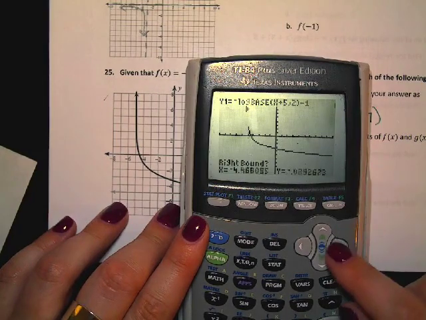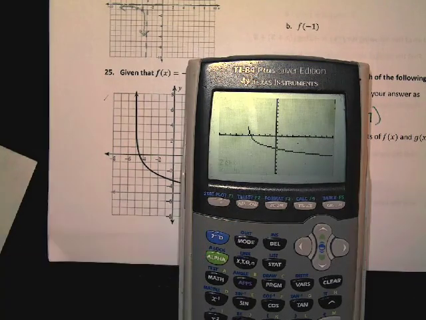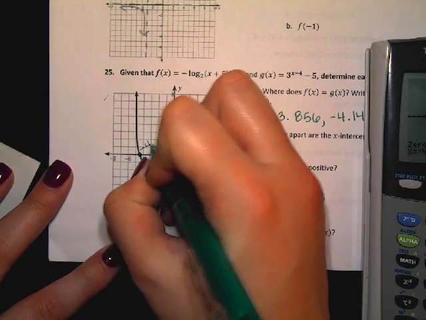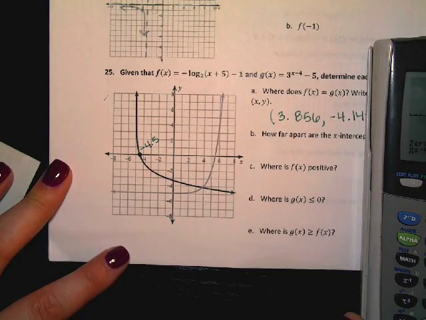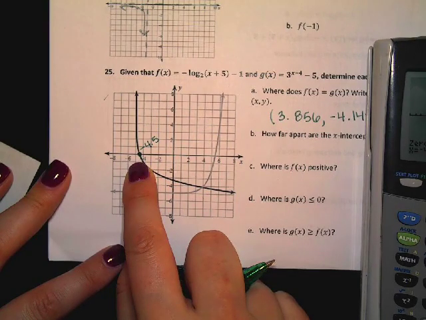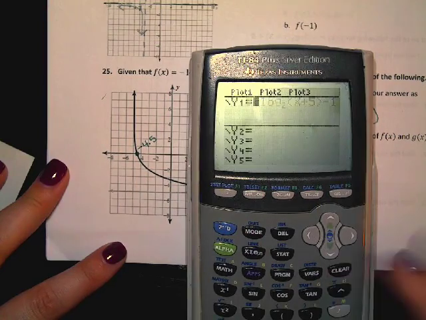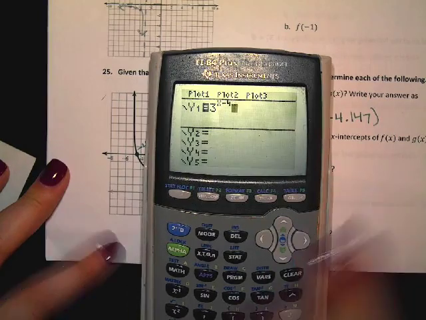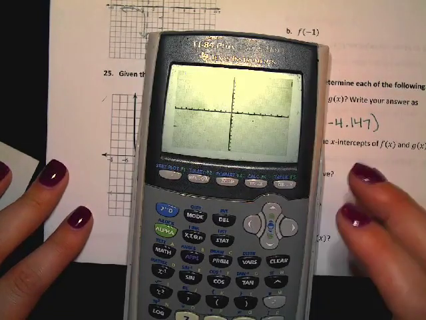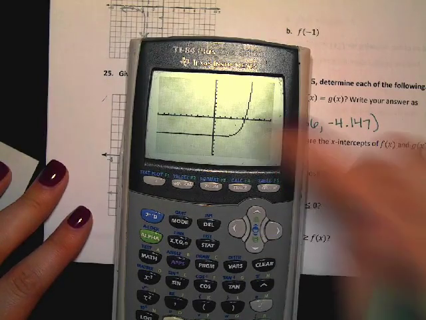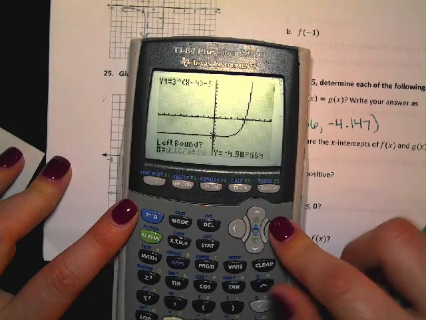So left bound, right bound. So this x-intercept is negative 4.5. I didn't even have to round it. That was just the x-intercept. And then I'm going to go ahead and graph the other equation, 3 to the x minus 4, with a minus 5 on the end. And I need this x-intercept as well, so I'm going to do the whole process again.